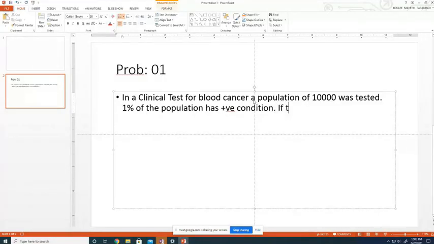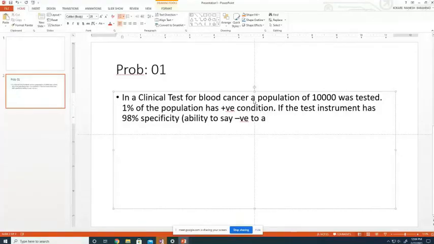If the test instrument has 98% specificity, that means the ability to say negative to a negative condition, and 90% sensitivity, that means the ability to say positive to a positive condition.